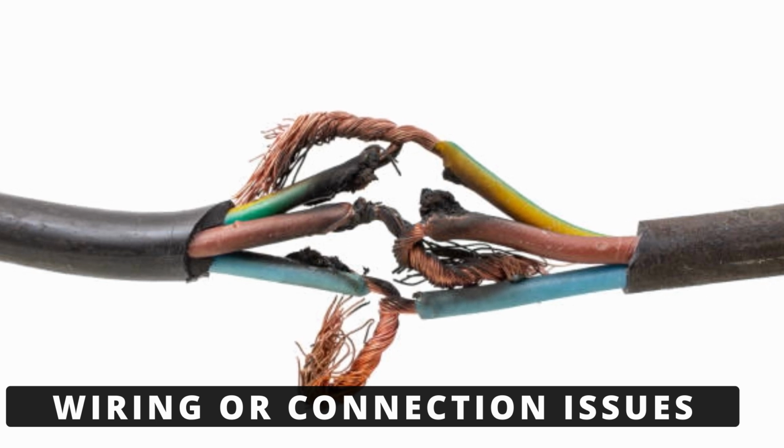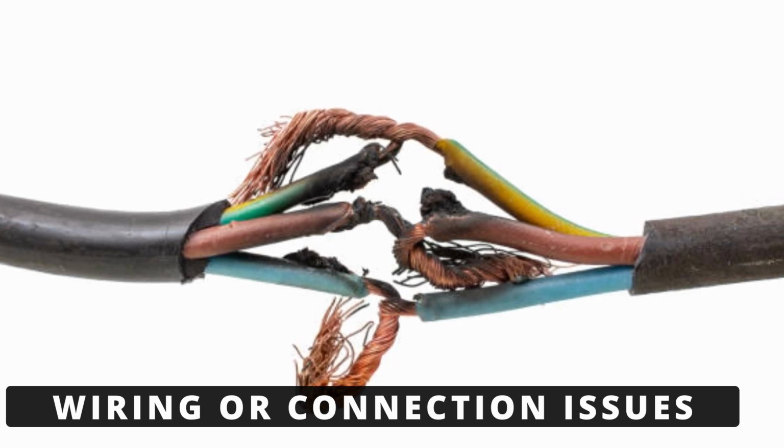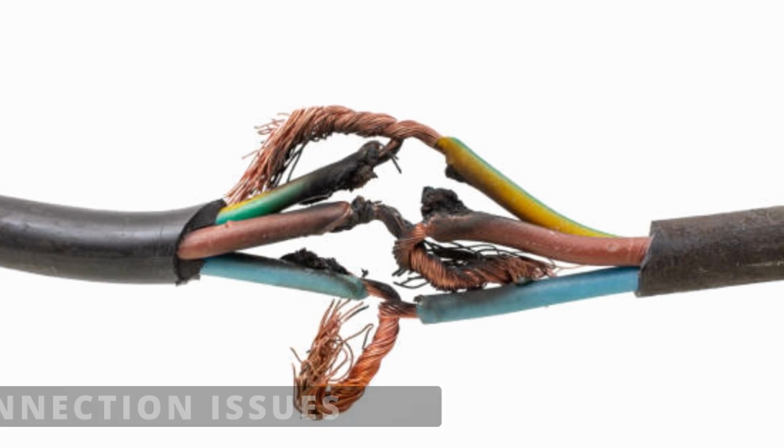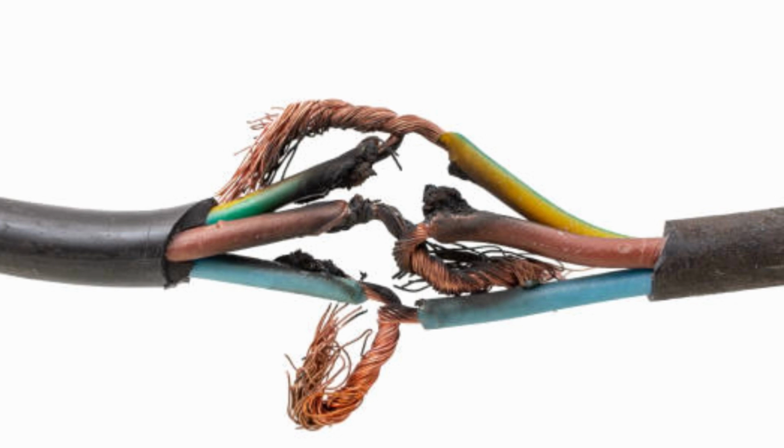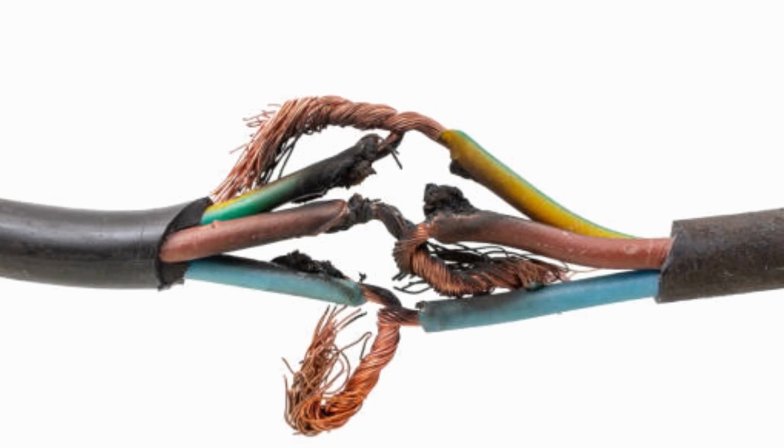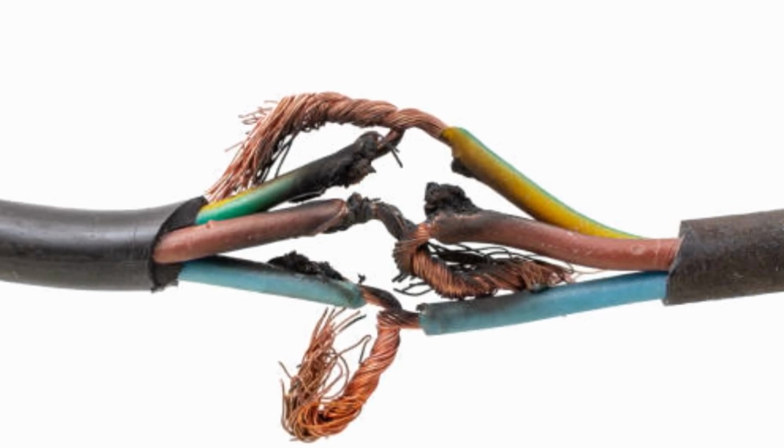The third cause is wiring or connection issues. A damaged wire, corroded connector, or loose pin between the ECM and other modules can interrupt communication. If the modules can't reliably talk to each other, this code may set. Checking the CAN bus wiring and connectors can help narrow this down.